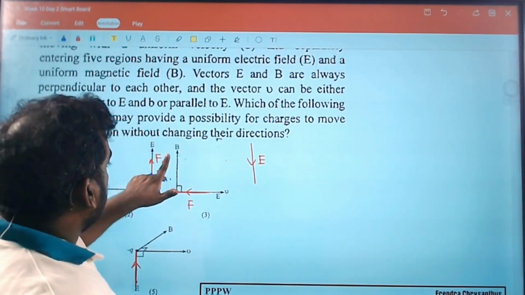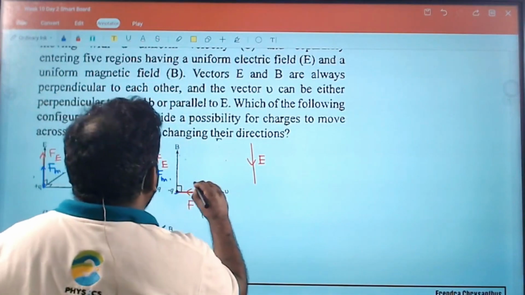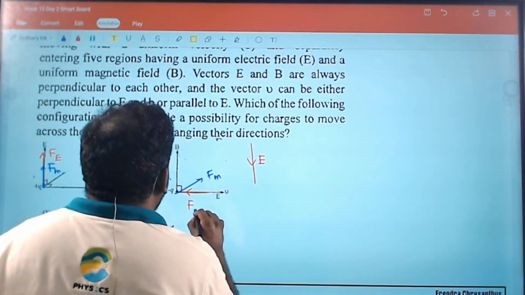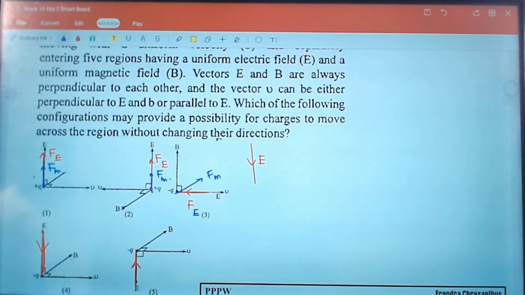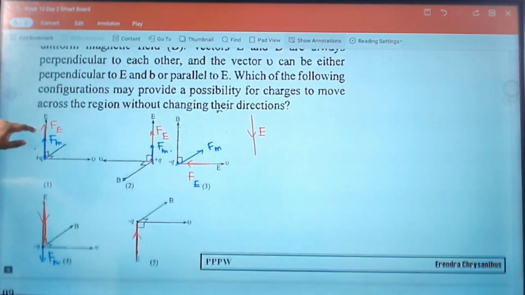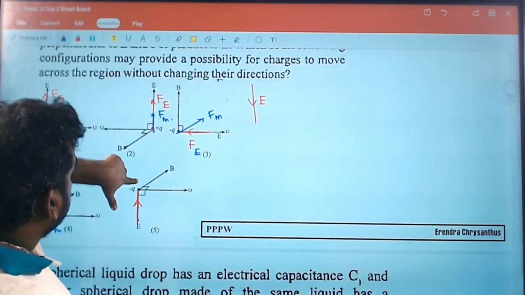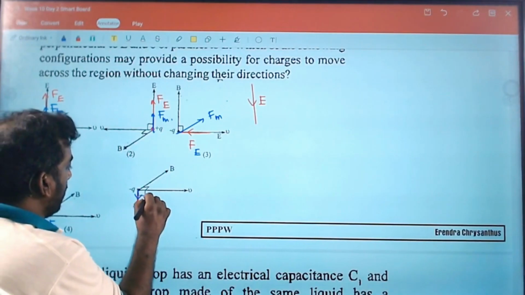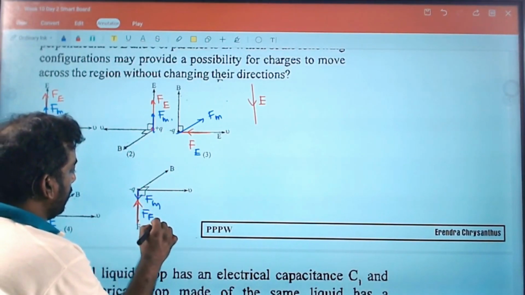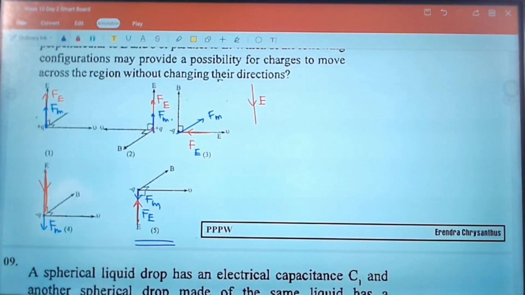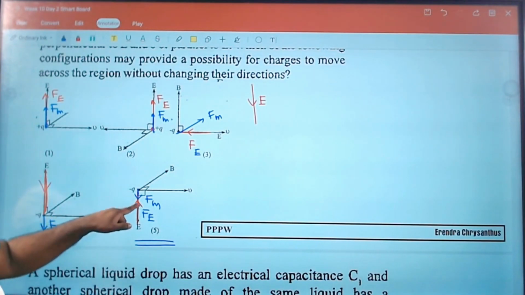Here, the negative charge is traveling in that direction, so the current is opposite, force inwards. Magnetic force here. For negative charges, the current is opposite. Magnetic force downwards. Electric force upwards. Most suitable will be answer number 5. Forces are in opposite direction.